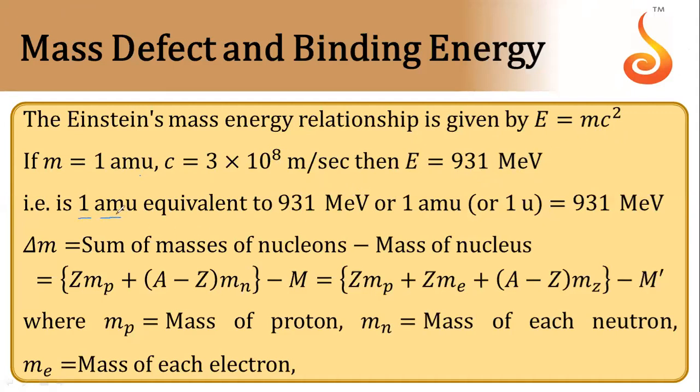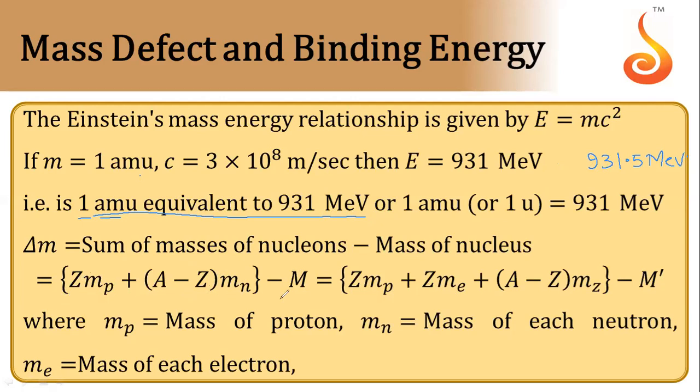So 1 AMU is equivalent to 931 mega electron volt, or if you want it to be more exact, you have to use 931.5 mega electron volt. Now delta M is the mass defect. It is the difference between the sum of masses of nucleons and the mass of the nucleus.